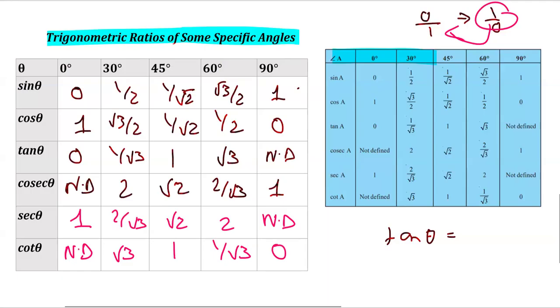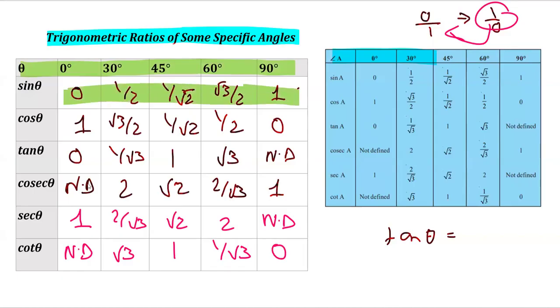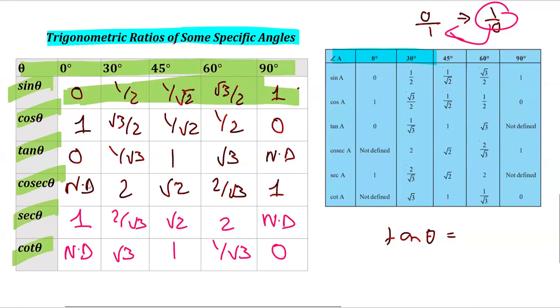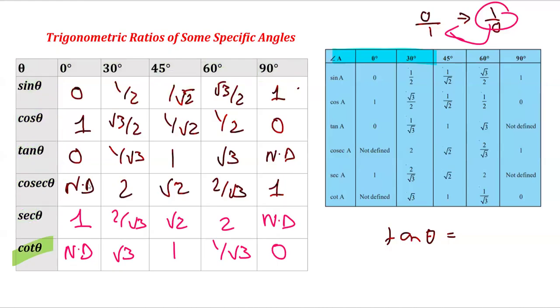So that's what you have to remember: if you can remember this first row, that is this one, and the order in which sine, cos, tan, cosec, sec, and cot is written, you can make this table in the exam and use this table for solving questions.